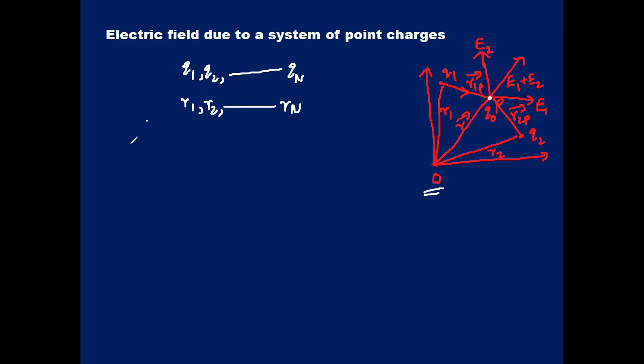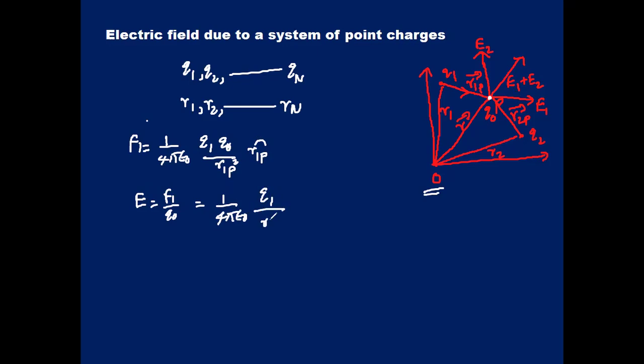According to Coulomb's law, F1 is equal to 1 by 4 pi epsilon naught into Q1 Q naught by R1P square into R1P cap. This is the Coulomb force between these two charged particles, Q1 and Q naught. Hence, electric field E is equal to F by Q naught. So E1 is equal to 1 by 4 pi epsilon naught into Q1 by R1P square into R1P cap. That is the electric field E1 we can consider.